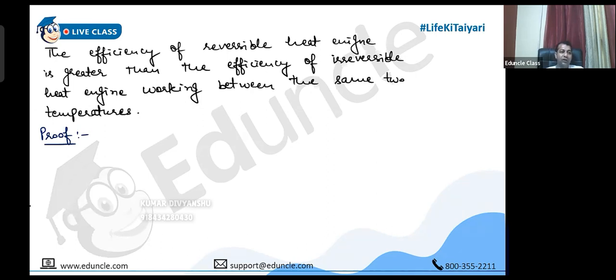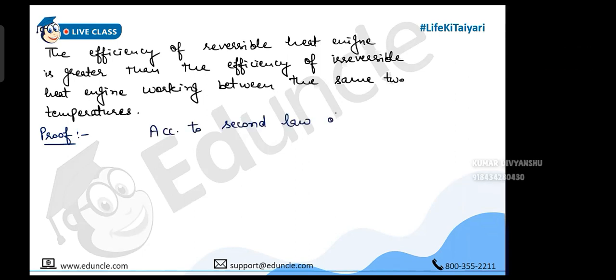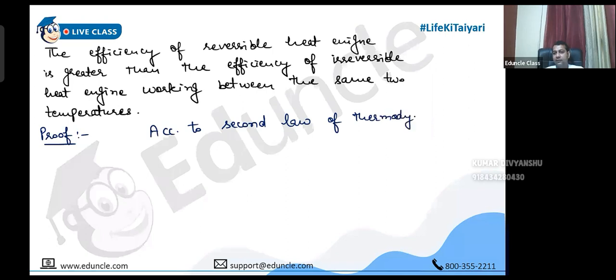Now, first of all, you must know the second law of thermodynamics. What is the second law of thermodynamics? Can anyone tell me? What does it tell us about entropy? Anyone? Nobody knows? It says that entropy increases in any irreversible process.